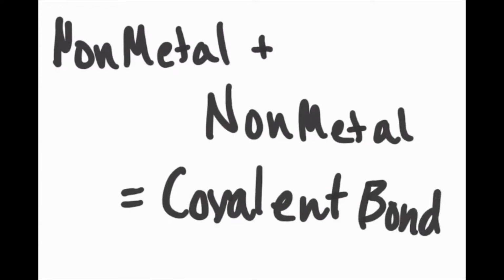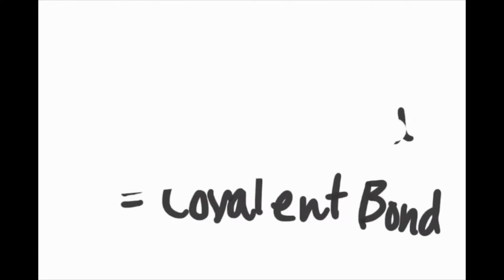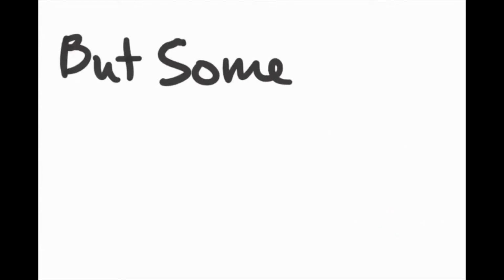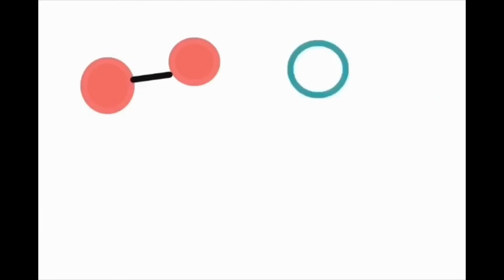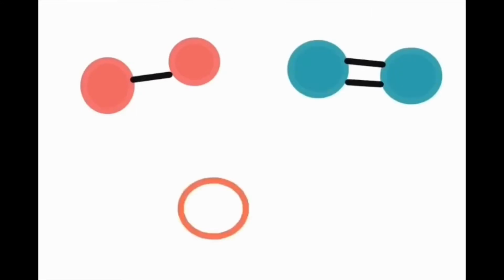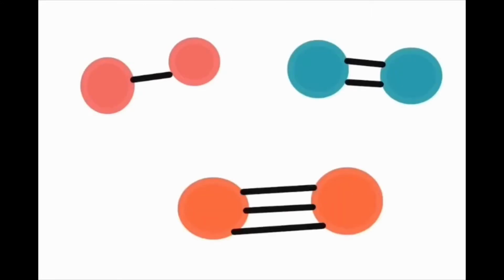Covalent bonds can most often be found between nonmetal and nonmetal atoms, but they can also occur between nonmetal and metal atoms, but it's just not as common. When atoms bond, they can form up to 3 bonds with the electrons that they share. For each bond formed, 2 electrons are being used.